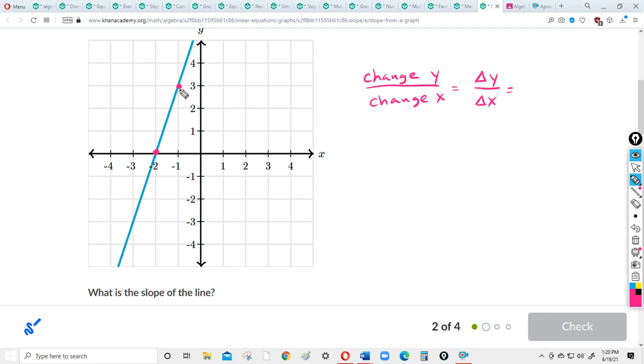But we want to go from one point to the other. So first let's do the change in y. We're going to go down 1, 2, 3 units. That's a negative 3 since we went down. And then to the left, 1 unit to the left, and we said left is negative, so that's just negative 1. And we said negative over negative is positive, so that's 3 over 1, or just 3.